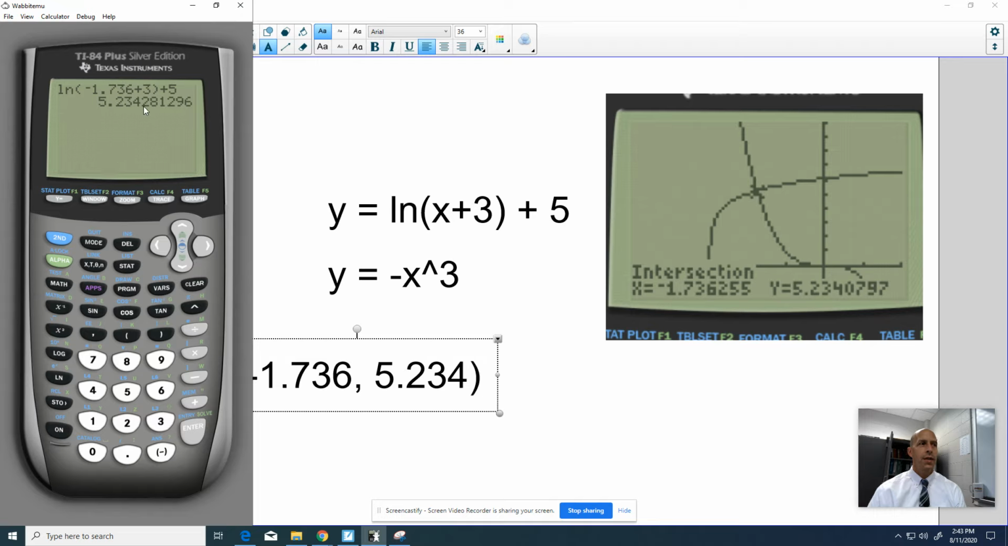5.234. Similarly, if I take negative, yes that's correct, negative parenthesis -1.736, and then I raise that to the third, I better get that 5.234 as well, or something very close. Here you can see that it's actually not as close, but that's again because I rounded it. If I had put in a little bit more detail there, let's see what happens when I put in a few more decimals.